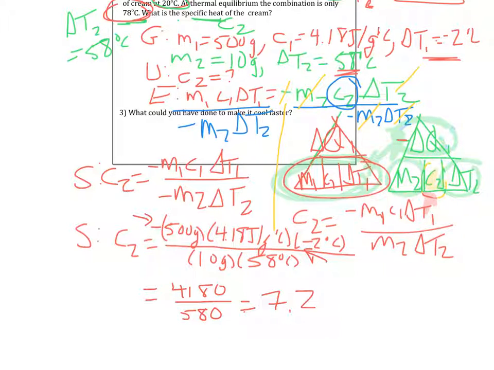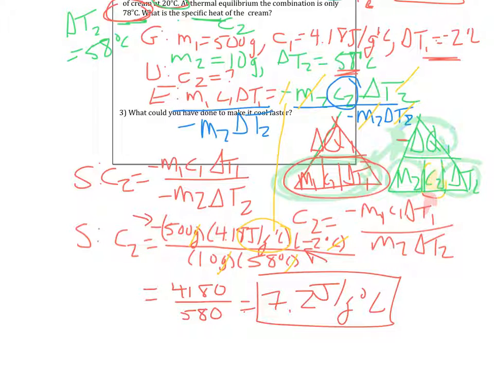So we see grams cancels with grams, degrees Celsius cancels degrees Celsius, and look, you're just left with that. So it's joules per gram degrees Celsius. Done. That was enough, right? That's as hard as I get, I promise.